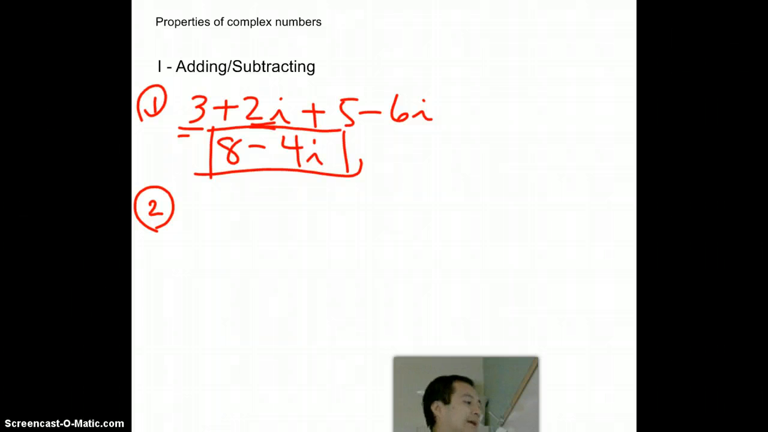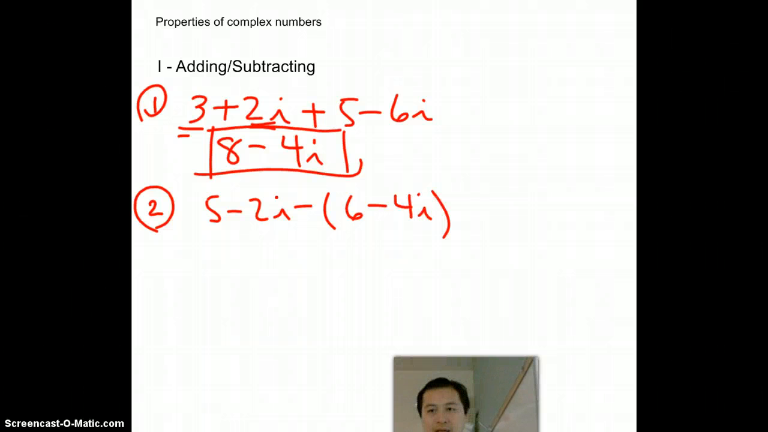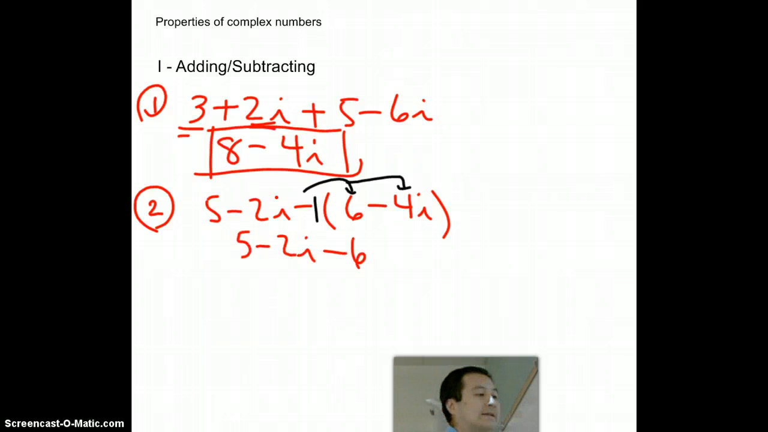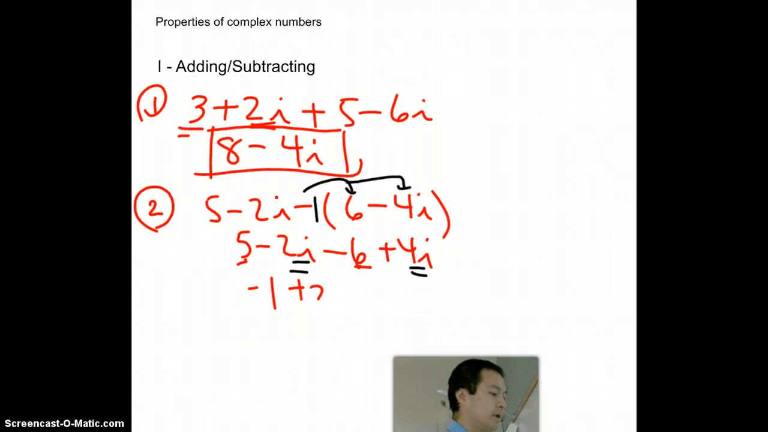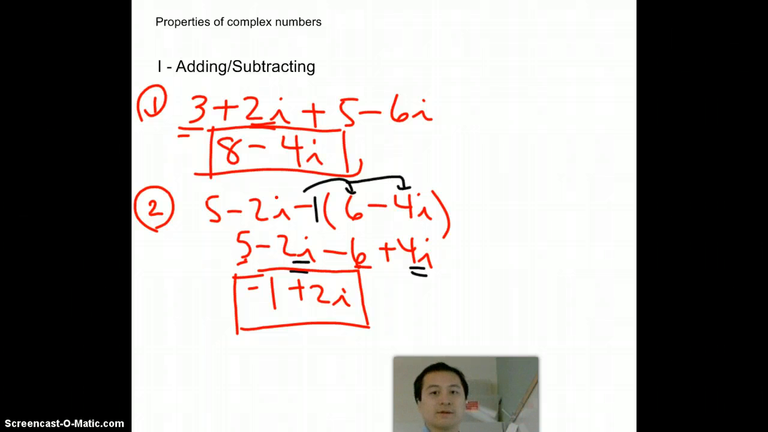What if it's a little more complicated, like 5 minus 2i minus 6 minus 4i? Same thing. If it was a variable, what would you do here? You would take this negative and distribute it in. 5 minus 2i minus 6 plus 4i. And same thing, combine like terms. Real with real, imaginary with imaginary. When you're writing a complex number, you want to write real first, because real is more important, then imaginary. So that's how you add and subtract. Very simple, not too complicated.